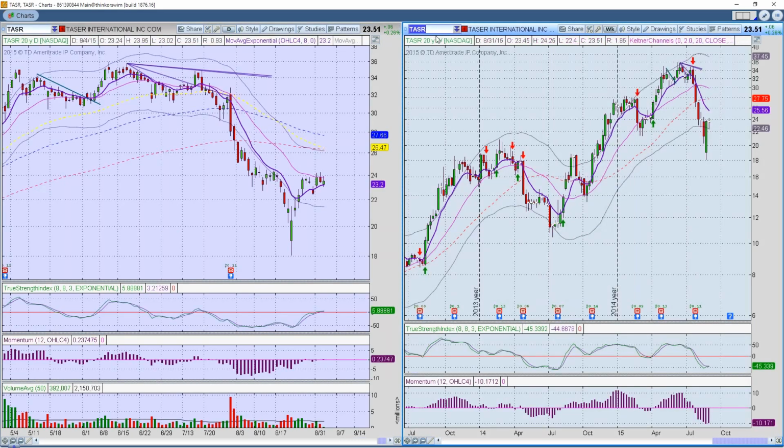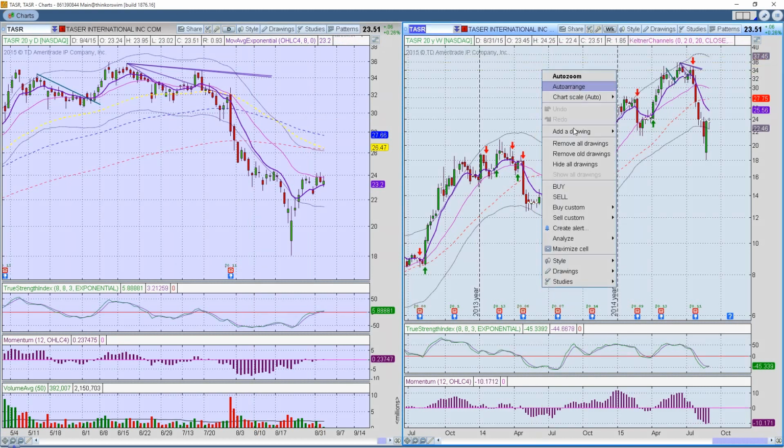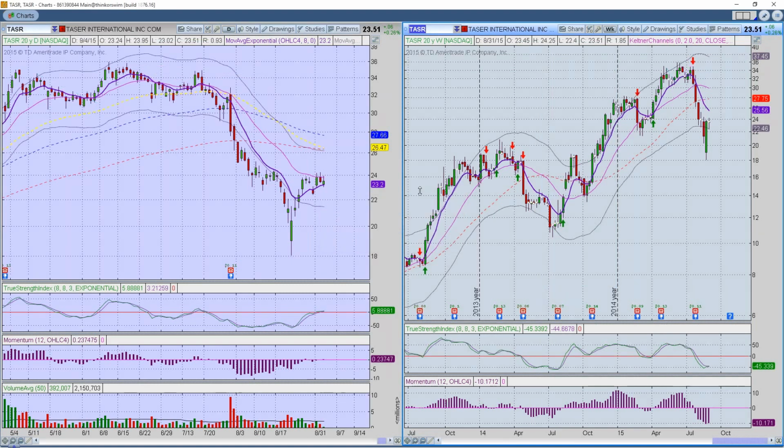Okay, Taser, it's actually looking pretty interesting. We were looking at Taser earlier in the year, let me remove all drawings, there we go. Basically it spiked down hard with the rest of the market correction. It's moved back up into a level of resistance at the 24 level.